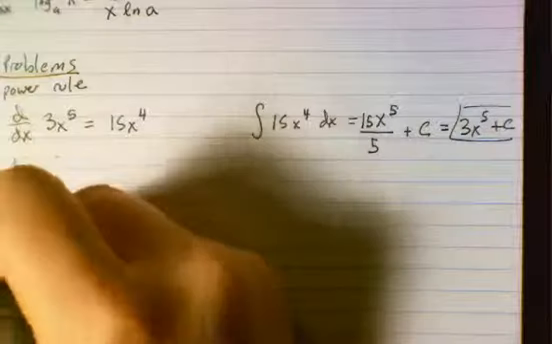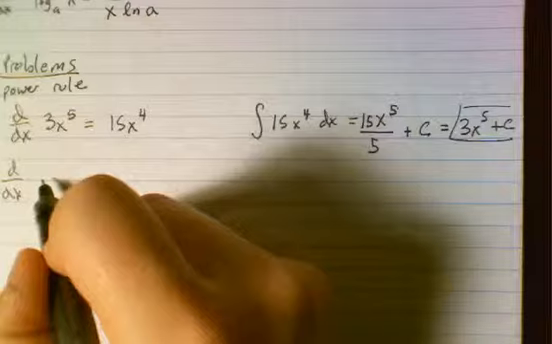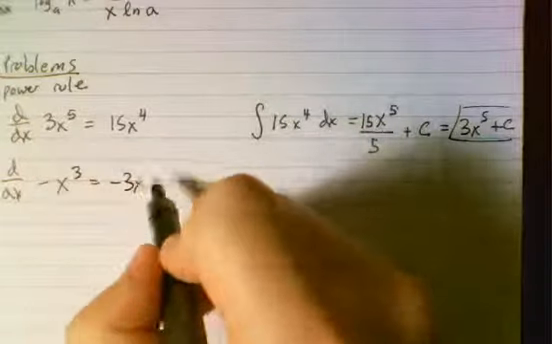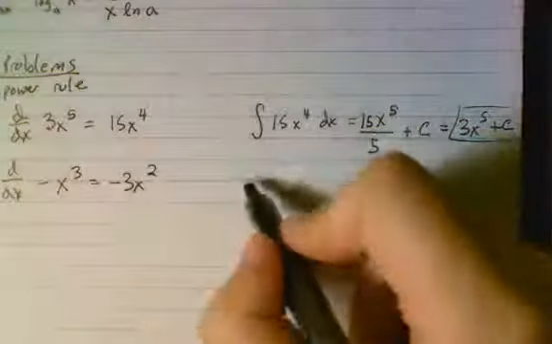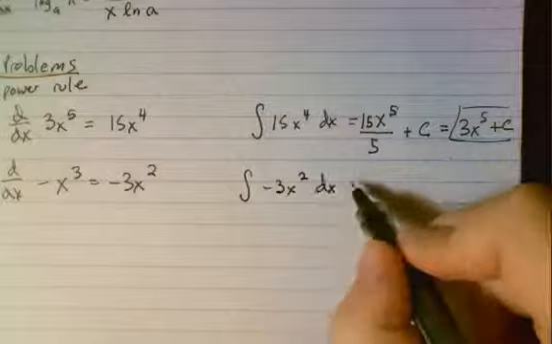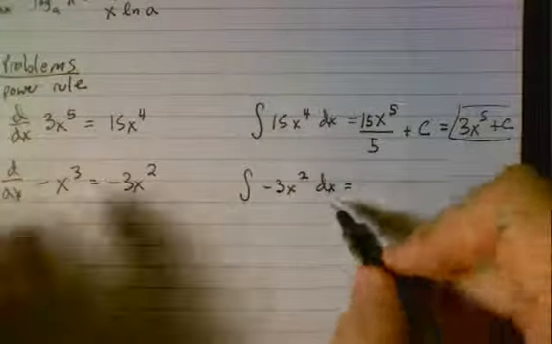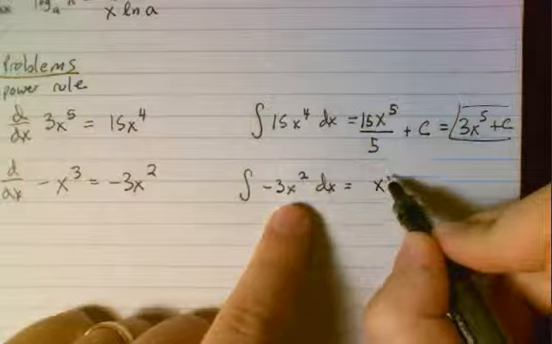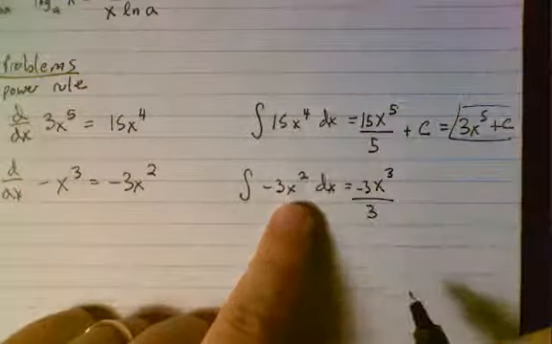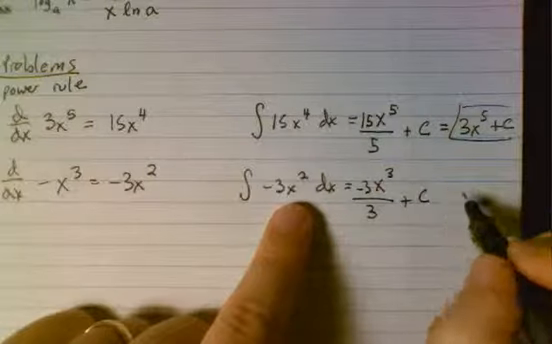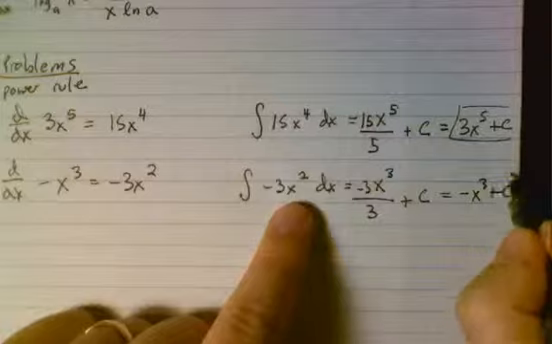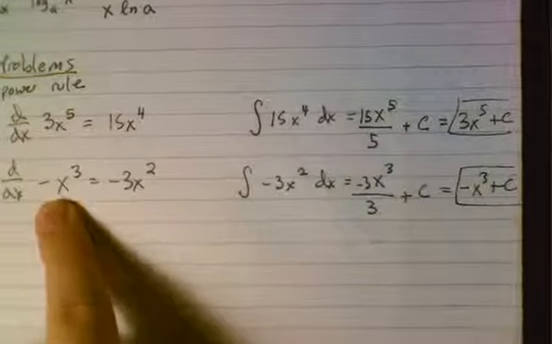So let's look at a similar one. The derivative of negative x to the third, we bring down the 3, so it's negative 3x, subtract 1 from the exponent, 2. When we do the antiderivative of negative 3x squared dx, the negative 3 is along for the ride, we increase the exponent, and divide by the new exponent. Always have plus c. Then when we cancel out the 3's, we have negative x cubed plus c. What we started off with.